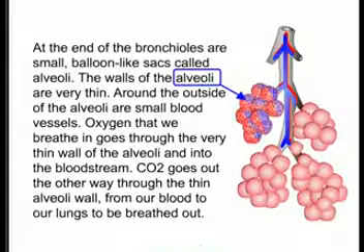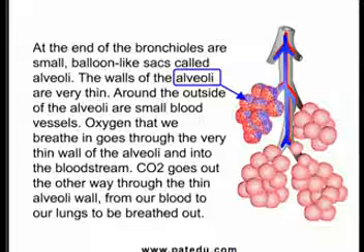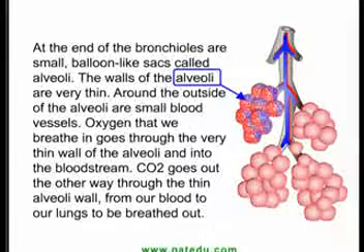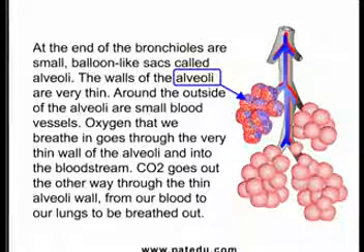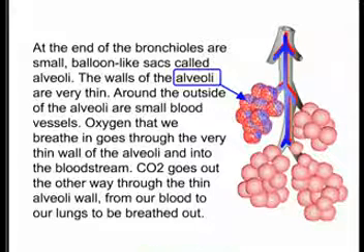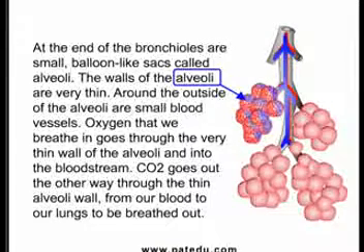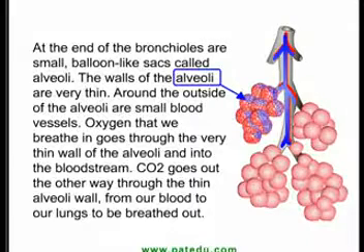At the end of the bronchioles are small balloon-like sacs called alveoli. The walls of the alveoli are very thin. Around the outside of the alveoli are small blood vessels. Oxygen that we breathe in goes through the very thin wall of the alveoli and into the bloodstream. CO2 goes out the other way through the thin alveoli wall from our blood to our lungs to be breathed out.